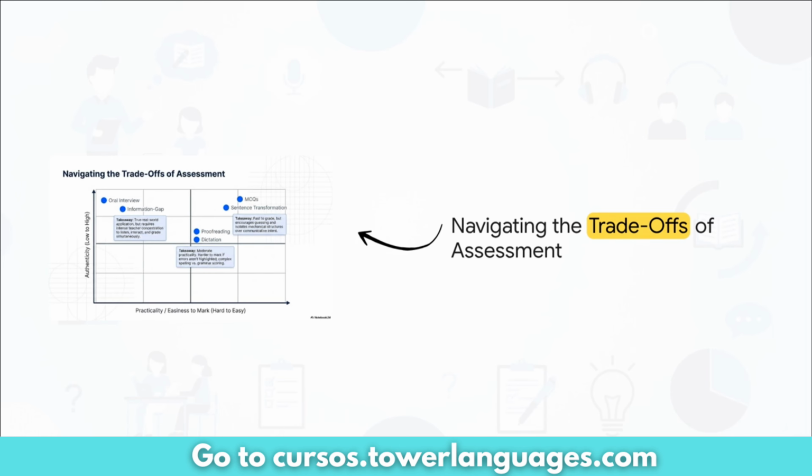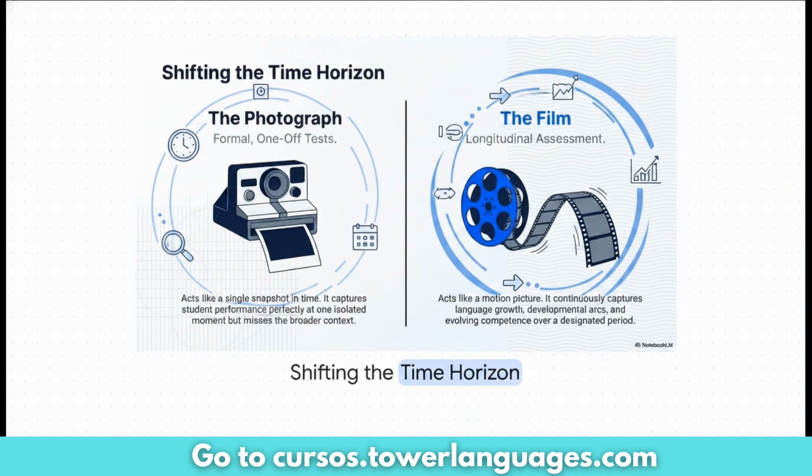Contrast that with multiple choice questions. Super fast to grade, right? But they encourage guessing and completely isolate mechanical structures over communicative intent. It's always a trade-off. And we also have to navigate the time horizon. It helps to think of a formal one-off test like a photograph. It perfectly captures your student's performance at one isolated moment, but it totally misses the broader context. Compare that to a film, which is like longitudinal assessment. It's a motion picture, continuously capturing language growth and evolving competence over a designated period.